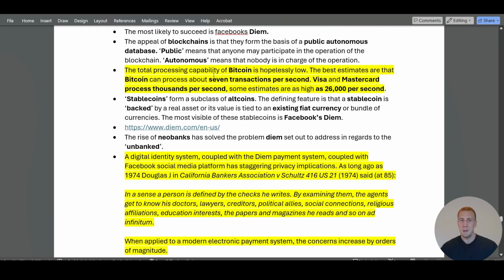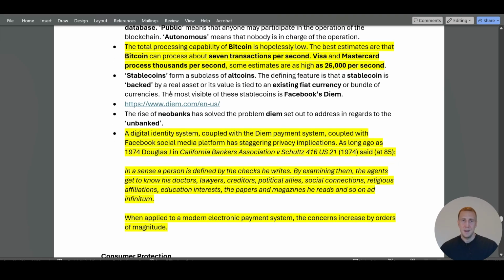So the total processing capability of Bitcoin is hopelessly low. The best estimates are that Bitcoin can process about 7 transactions per second. Visa and MasterCard process thousands per second. Some estimates are as high as 26,000 per second. So it's obviously a lot inferior in that sense.